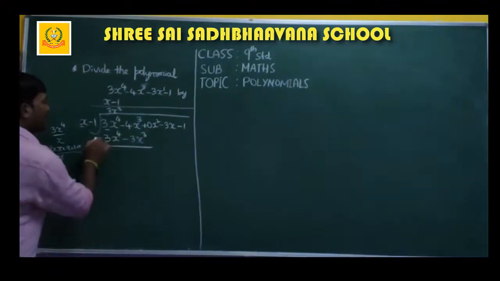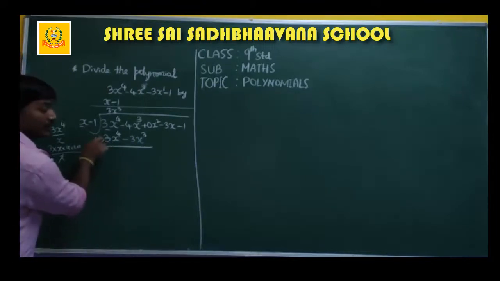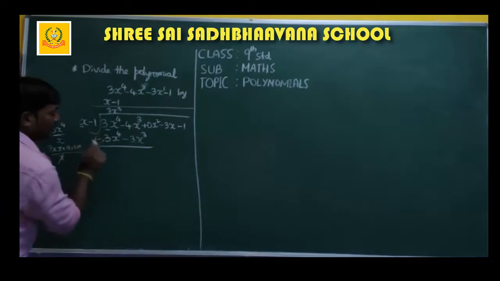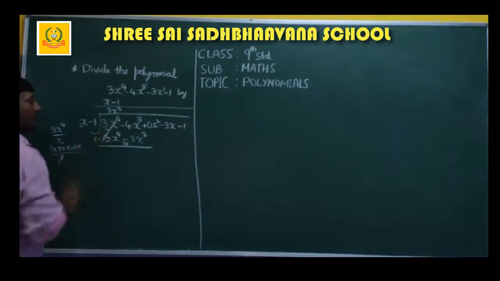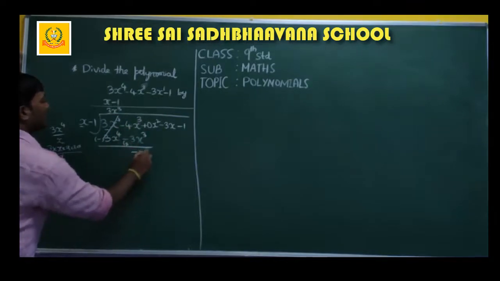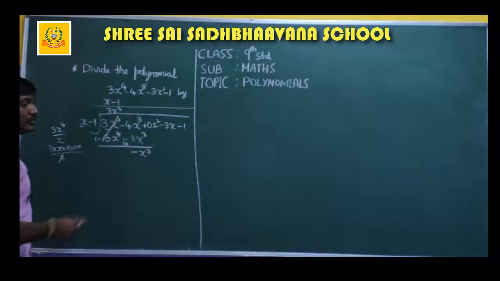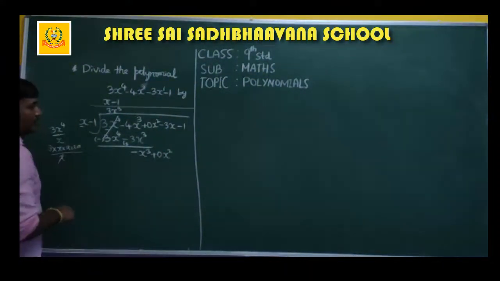Alright, and subtract. Always remember, we have to subtract. So subtraction means before nothing, no sign here, so we have to consider it as plus, and this minus will become plus. So this will become 0, and which will give you minus 4x cube minus 3x cube, which is minus x cube, plus 0x square. I am just taking down.